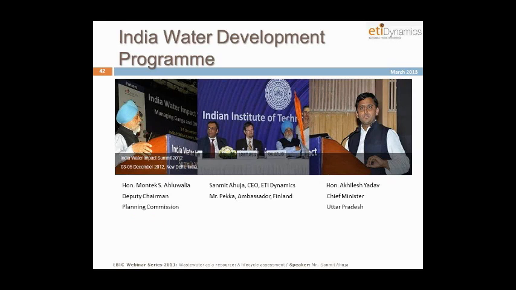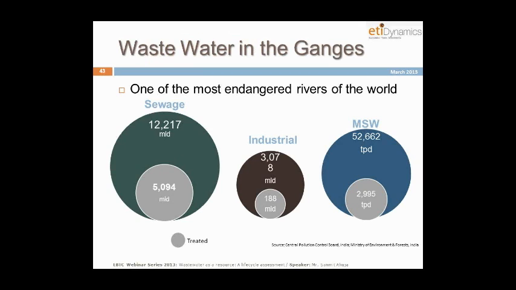This is one such meeting we organized in December 2012, where Montek Singh Ahluwalia, who is the Deputy Chairman of Planning Commission India, and Akhilesh Yadav, who is the Chief Minister of Uttar Pradesh, State of India. Sanmit Ahuja, CEO of ETI Dynamics, is also sitting with Mr. Pekka, Ambassador of Finland. This is the project which ETI Dynamics has been working on for long now.